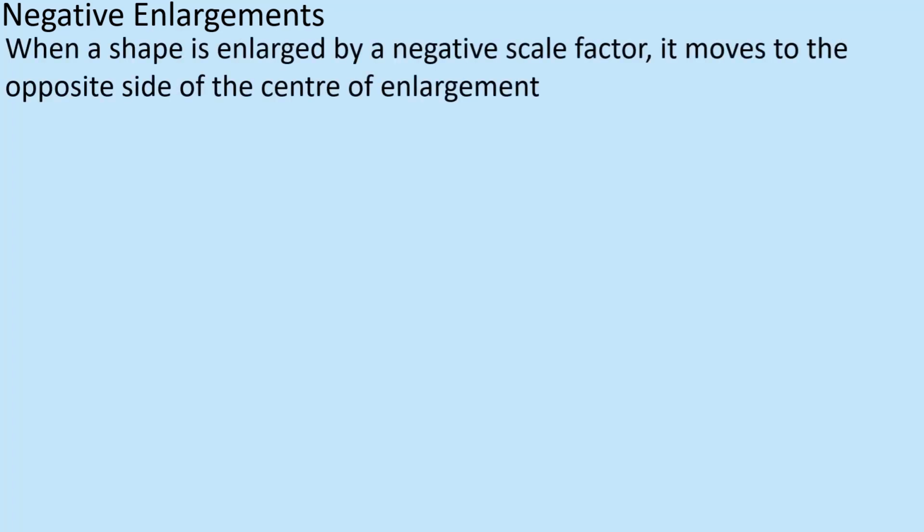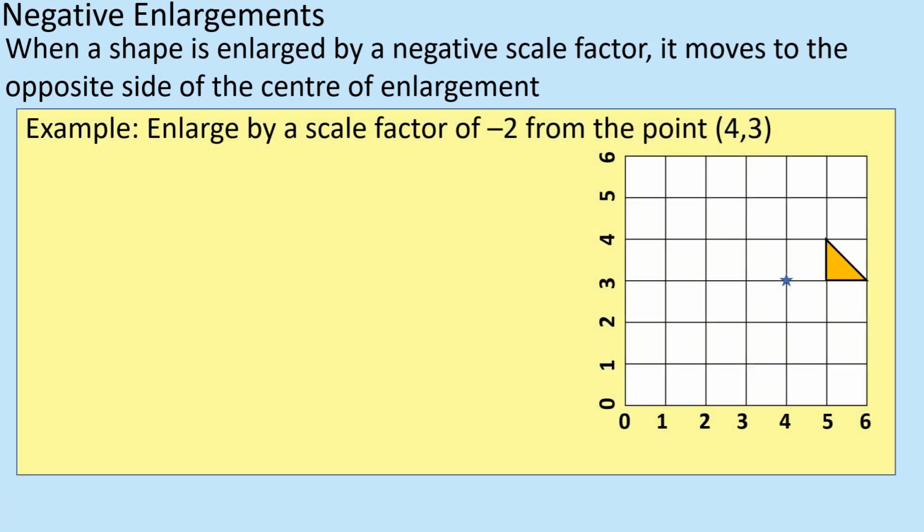Okay, so when a shape is enlarged by a negative scale factor, it moves to the opposite side of the centre of enlargement. It's going to go through the centre of enlargement and go back out the other side, essentially. So when I'm looking at a scale factor of -2 from the point, here is my shape. I've got a scale factor of -2, so I know it's going to be twice as big, but the negative suggests that it is going to go through the other side of the point and it's going to be inverted.